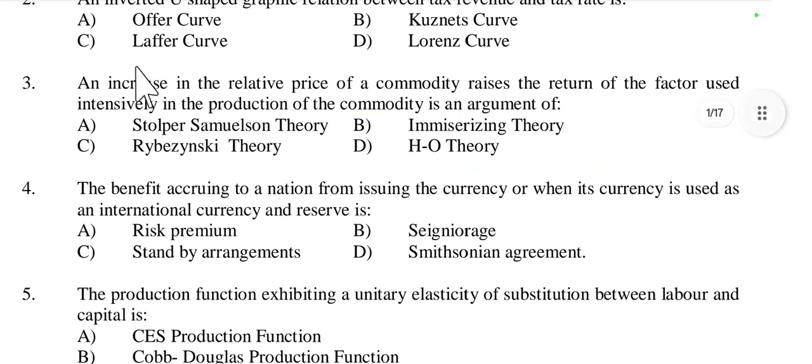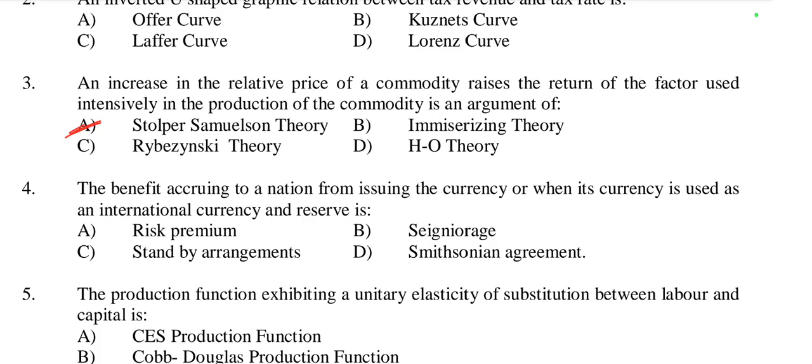Then question number 3. An increase in the relative price of a commodity raises the return of a factor used intensively in the production of that commodity is an argument of the Stolper-Samuelson theorem, Emerson theory, Rybczynski theorem or Heckscher-Ohlin theory. It is called the Stolper-Samuelson theorem, because it is a result of the Heckscher-Ohlin model, which states that an increase in the relative price of a commodity will increase the real return to the factor that is used intensively in the production of that good and reduce the real return of the other factors.